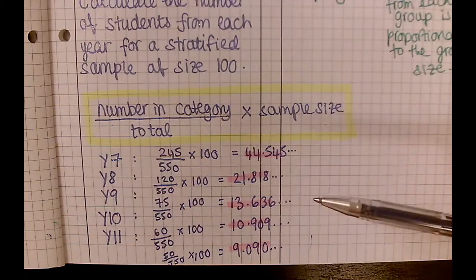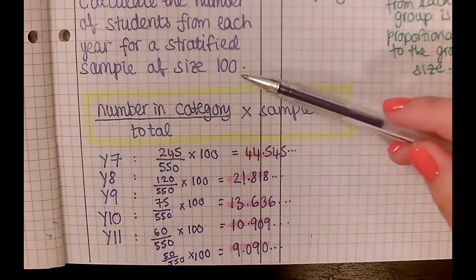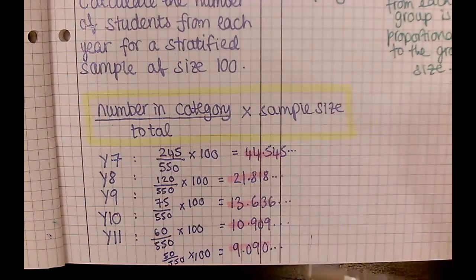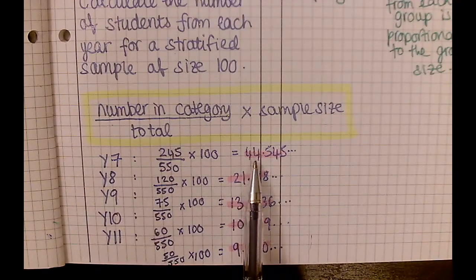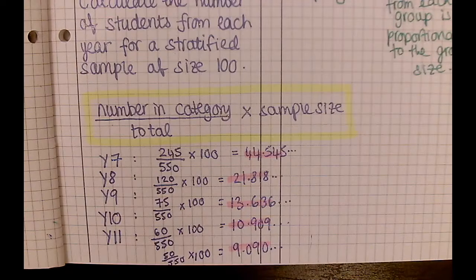But also what you need to think about is that they all need to add up to 100, because that's my sample size. So remember, this is telling you that you should pick around 9 people for year 11, 10 people for year 10, 13 for year 9, 21 for year 8, and 44 for year 7. So I need to think about rounding them, depending on the number after the decimal point, but also making sure that they don't go over 100.